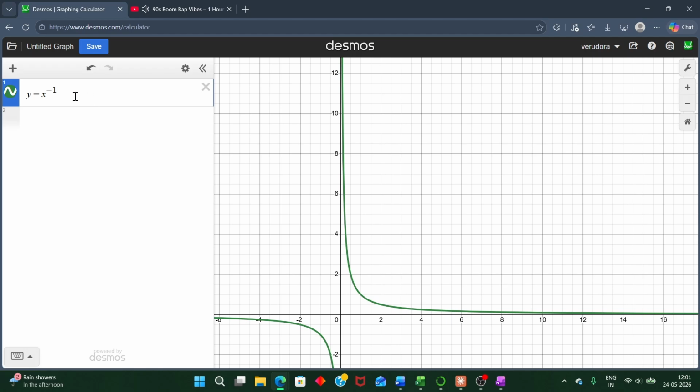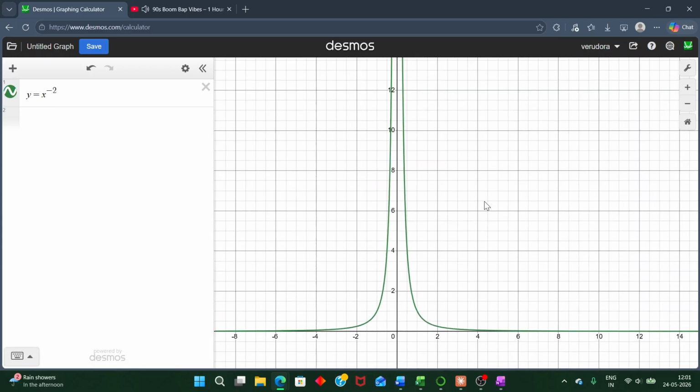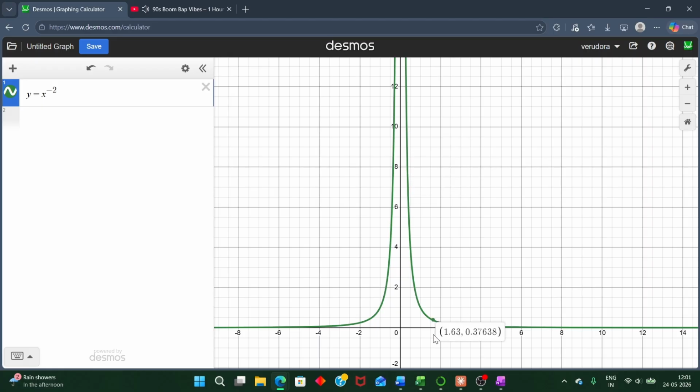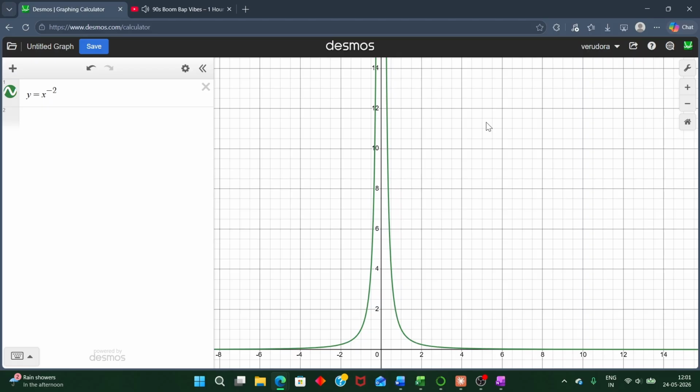So that is why any function with a power less than 0, like -1, -2, etc., is called a rational function. And if I put -2, you get a function similar to this. It's very important that you know how to graph each one of these. I advise you to open Desmos on your own and understand why certain graphs look the way they do.